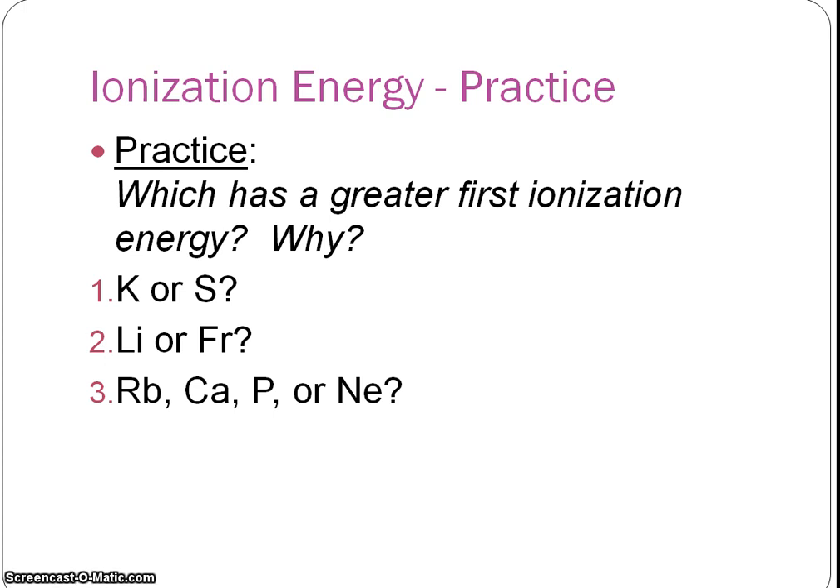And for the last ones, rubidium is on the left, calcium is pretty close to that, phosphorus is over towards the top right, and neon is way up on the top right. And so since neon is the farthest up and to the right, it means it takes the greatest energy to pull off that electron. And in fact, neon even has another special thing. Neon is stable because it's a noble gas, so that makes it especially hard to pull off that electron. So the answer for 3 is neon. And that's it for today.